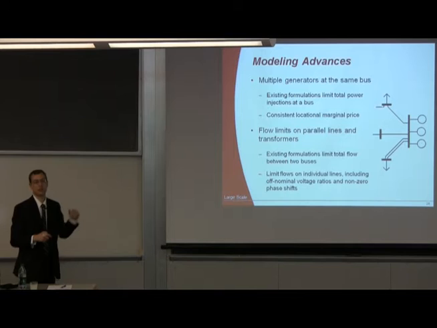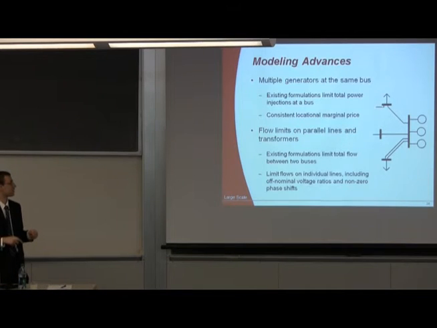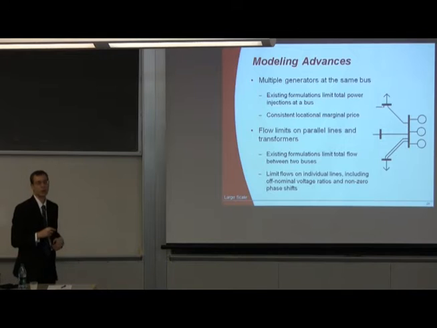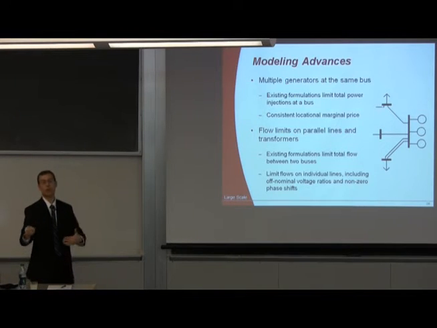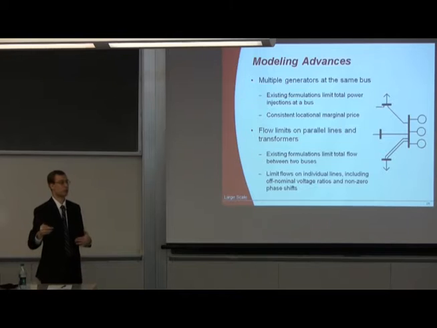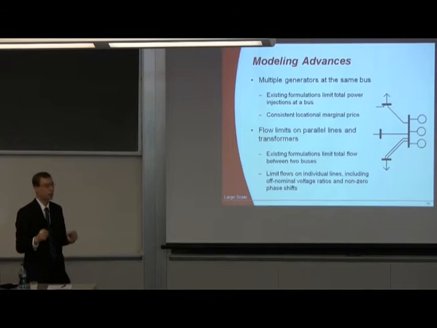But we came up with a formulation that allowed you to do that by enforcing a consistent price at this bus. Next, we had to be able to handle parallel lines in transformers. So the existing formulations, again, just said let's limit the total power flowing from bus A to bus B. But maybe you have two or more lines between those buses with potentially different characteristics. We needed a way to handle this situation here. We had multiple parallel lines.